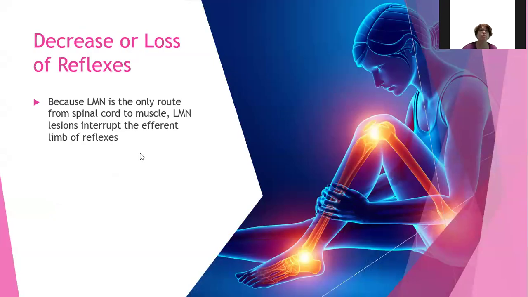Because the lower motor neuron is the only route from the spinal cord to the muscle, lower motor neurons interrupt the efferent limb of the reflex, if you want to think of it that way. So remember, we said the reflex had the sensory part, the afferent part, then it went to the spinal cord, and then it had the efferent part. So the lower motor neuron is the part that is causing the decrease or loss of reflexes. So you can feel the sensory part, but then the motor part doesn't work. So that's why you have the diminished reflex.